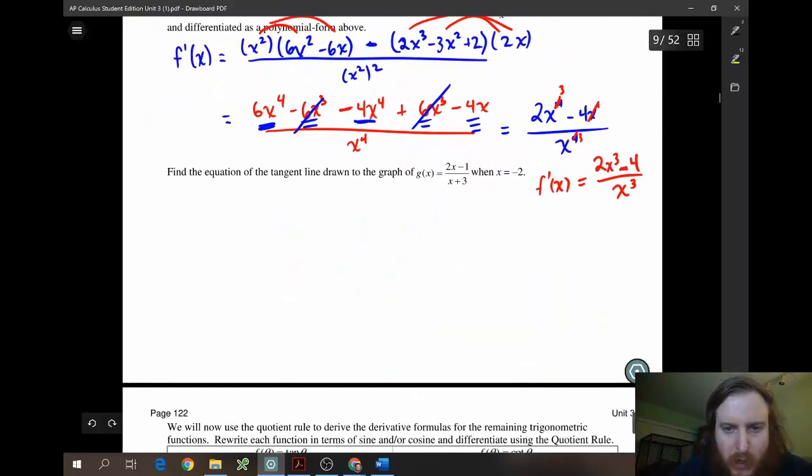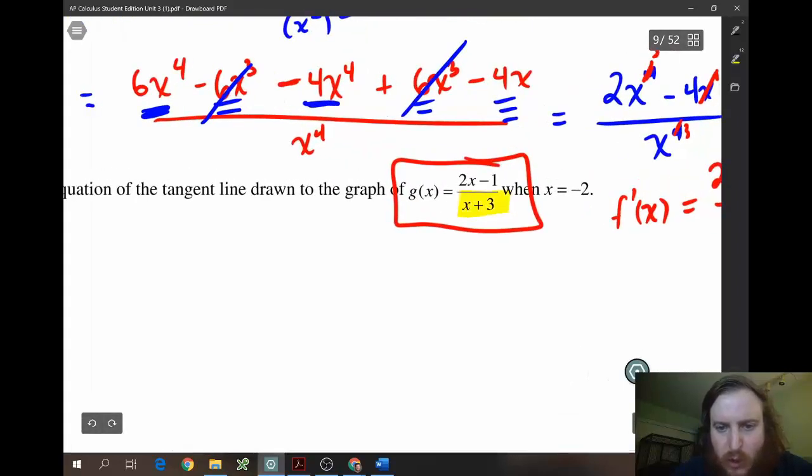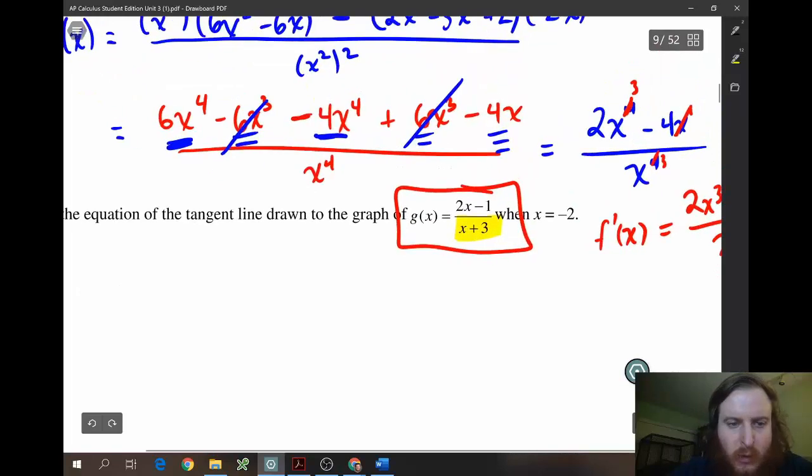But you can't always rewrite it. So, for example, this g of x equals 2x minus 1 over x plus 3. We can't rewrite it because, basically, as soon as you have more than one term in the denominator, you can't rewrite it anymore. And so we have to do the low d high minus high d low all over low squared.